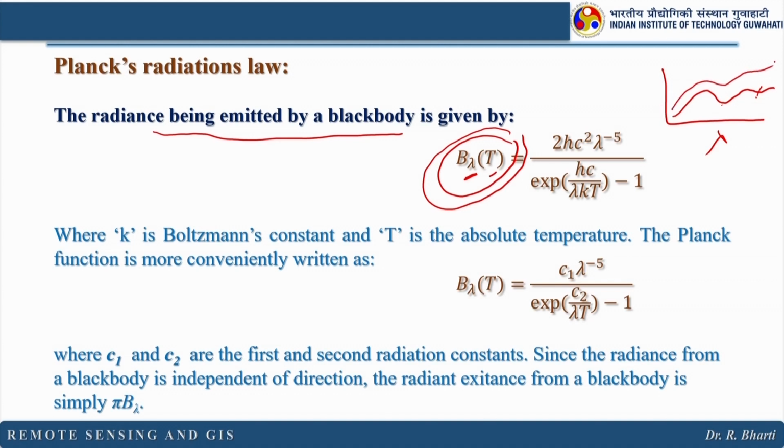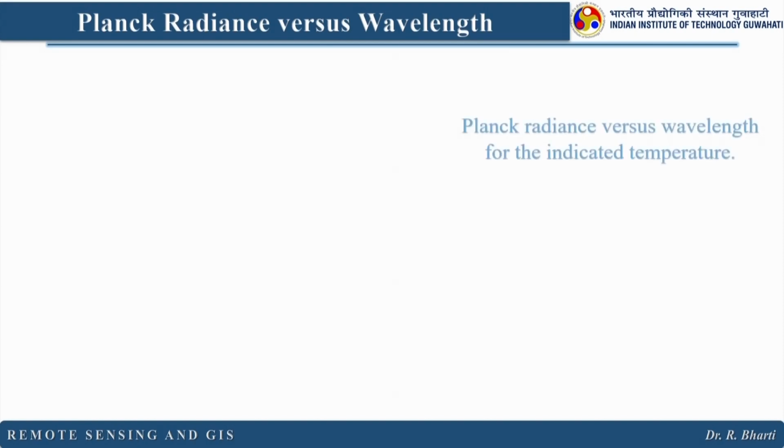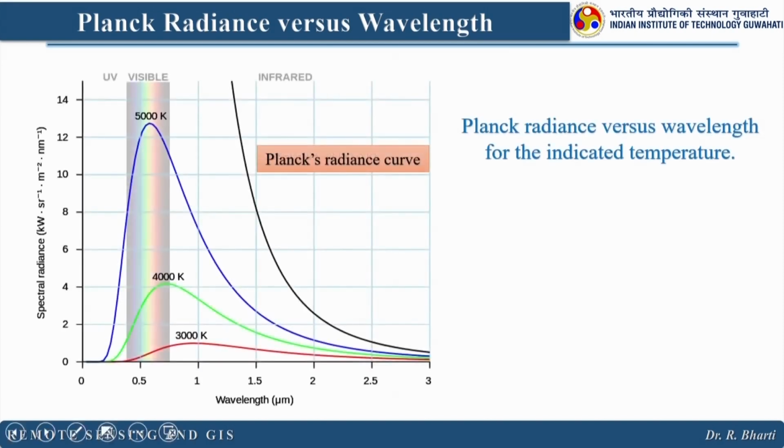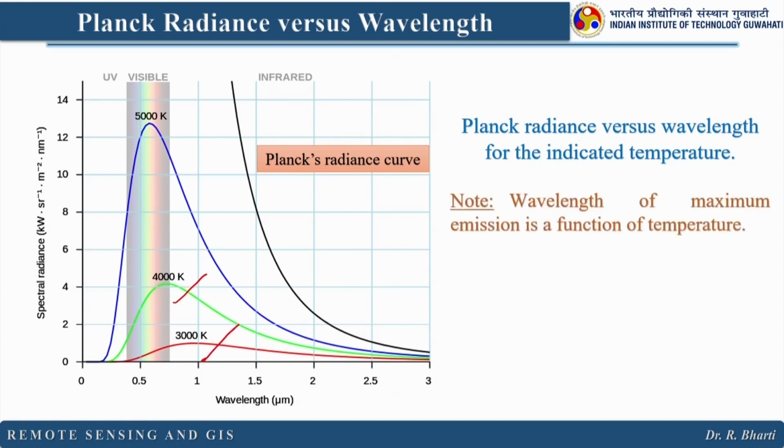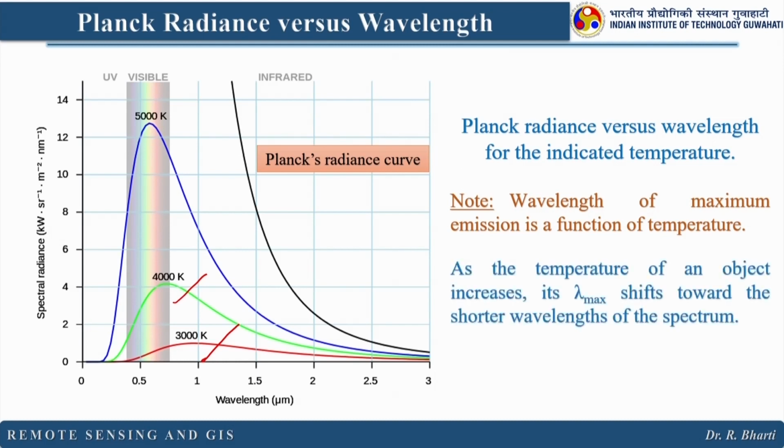Planck radiance versus wavelength. Here is Planck radiance versus wavelength for the indicated temperatures. You can see here that for different temperatures their responses are different. And here one thing to note, wavelength of maximum emission is a function of temperature, that already we have covered in the previous slide. As the temperature of an object increases, its lambda max shifts towards the shorter wavelength of the spectrum.